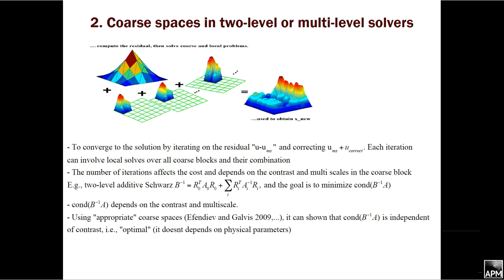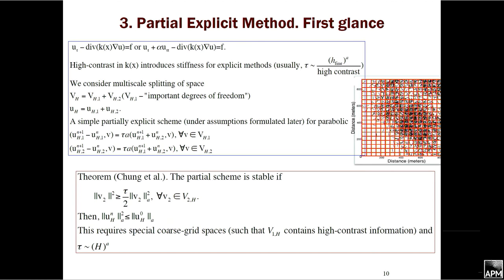And this was one of the earlier works where we proved that if you use the spaces which I will show you, the number of iterations is independent of the contrast. So it makes the solvers more or less optimal. This is the fourth thing I want to show. I call it the partial explicit method.